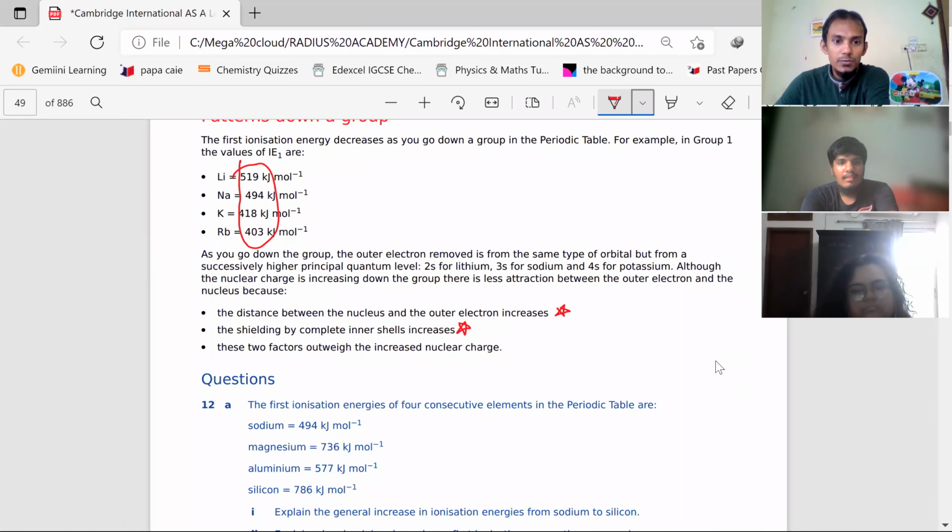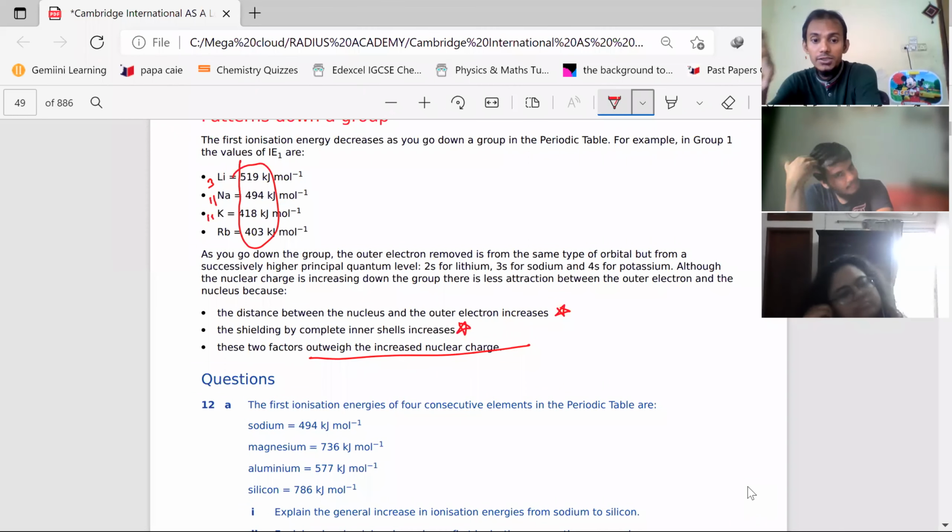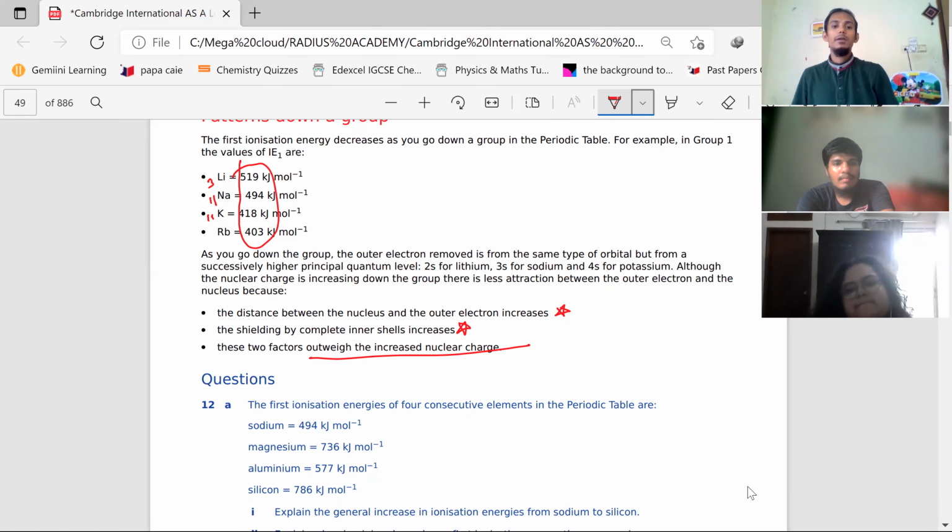Even though these two factors will outweigh the nuclear charge, because lithium has 3 protons, sodium 11 protons, potassium 19 protons, and I don't know how many protons rubidium has, but definitely increased protons. So even though nuclear charge is increasing, the other two factors, especially the distance between the nucleus and outer shell, and the shielding by the inner shells, the full inner shell will shield the outer shell. So these two factors will outweigh the increased nuclear charge, and thereby, as you go down any group in your periodic table, the ionization energy will decrease.